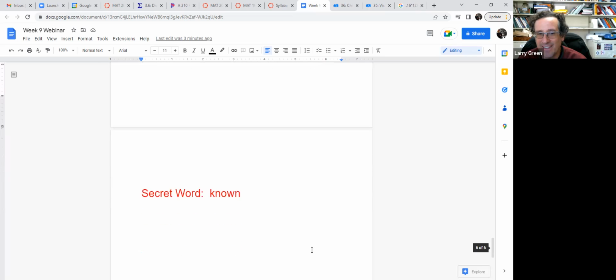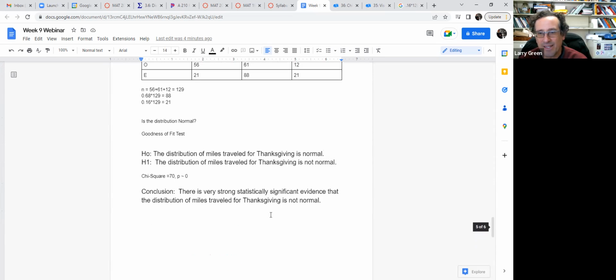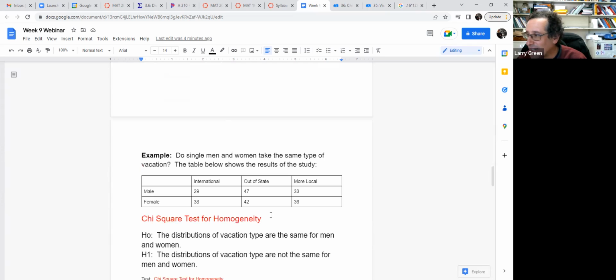Okay, and the last thing is the secret word. And the secret word is known. Because when we're looking at a goodness of fit test, we want to find out if an unknown distribution fits a known distribution. So that's why I gave you the secret word as known, K-N-O-W-N. And that's pretty much all I need to talk about for goodness of fit.